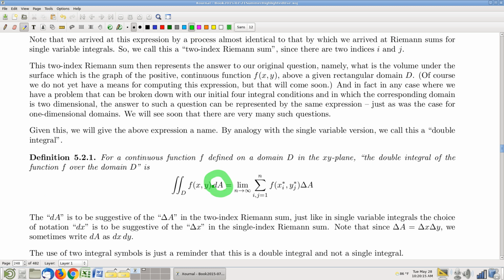So another notational alternative I'll mention real quick. This dA here is intended to be suggestive of delta A, and delta A is delta X times delta Y. That suggests that maybe we could write dA as dx times dy, and I guess you can. The thing I want to emphasize, though, is that it's better to think of this as a single thing. It's better to think of this as an area. Fundamentally, we are multiplying the integrand times an area, and there's not much to be gained at this stage by rewriting it as dx dy.